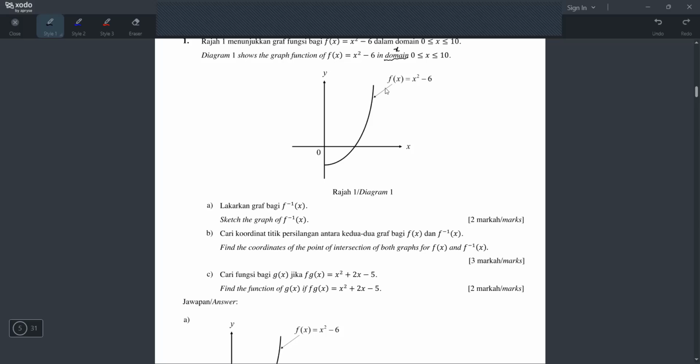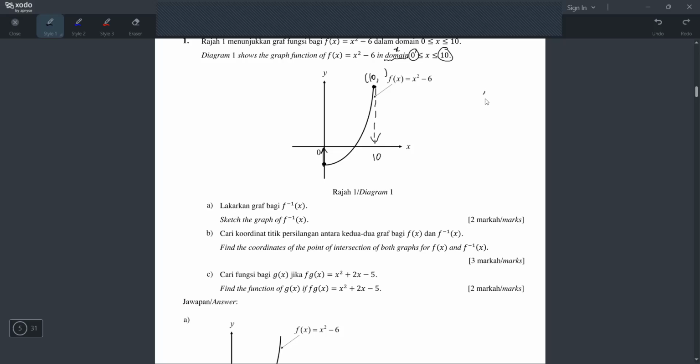Okay, they say this is f(x), x squared minus 6, and the domain is from 0 to 10. It means the x coordinate of the leftmost point is 0 and the rightmost point is 10. So this is the leftmost point, this is the rightmost point. So the x coordinate of the rightmost point is 10. Then what about the y coordinate? I don't know, right? But I can find it. Just take the 10, substitute inside, then you'll get the y coordinate.